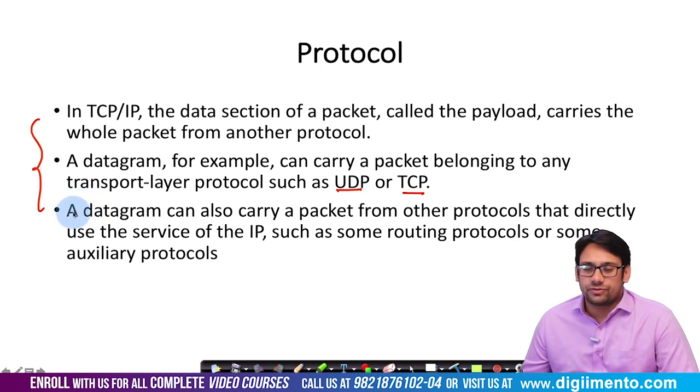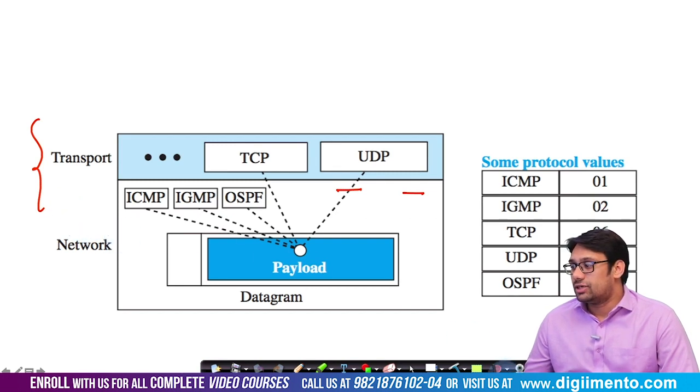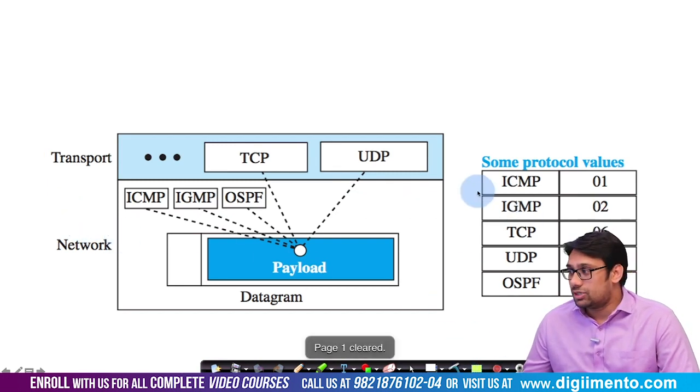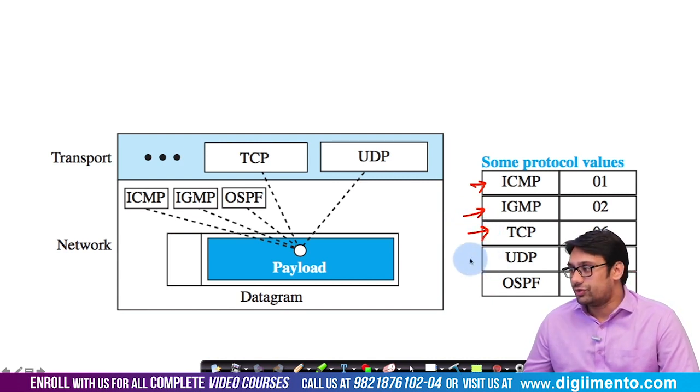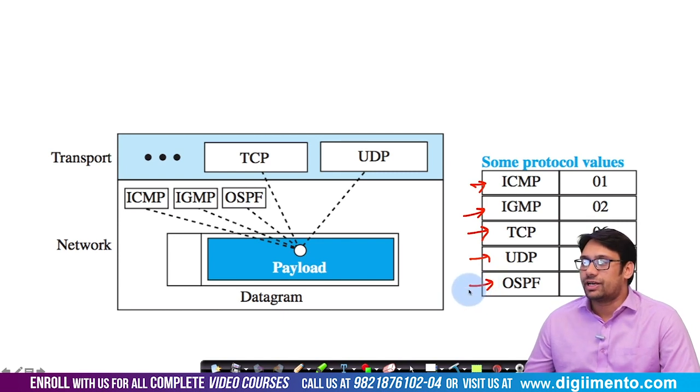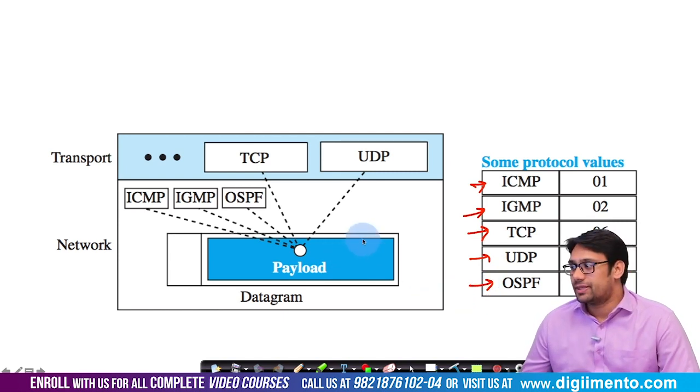And apart from this, we can have other protocols also. For example, you have the ICMP protocol, that is the internet control messaging protocol. You have the IGMP protocol, which is the internet group messaging protocol. You have the TCP protocol, transport control protocol. You have UDP, you have OSPF. You have different kinds of protocols present. So we are going to discuss these protocols in more detail.